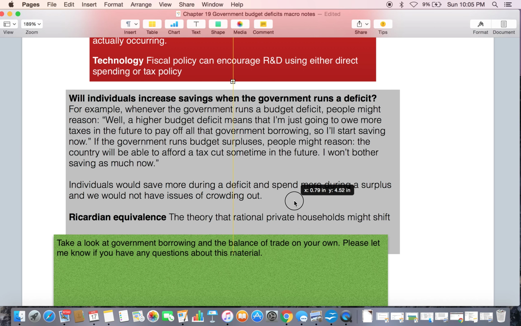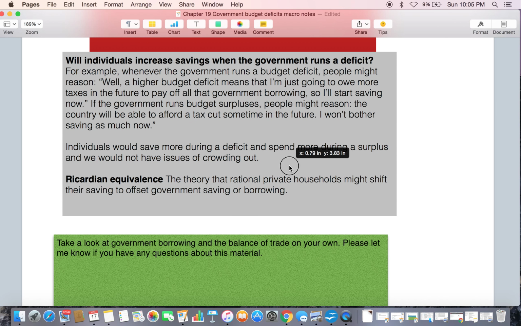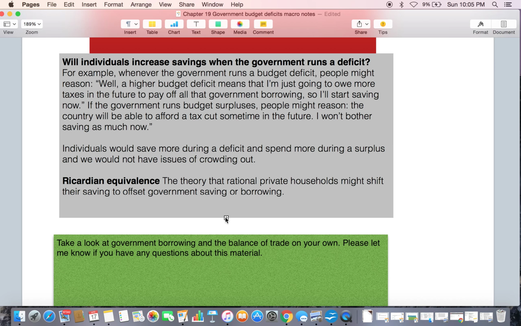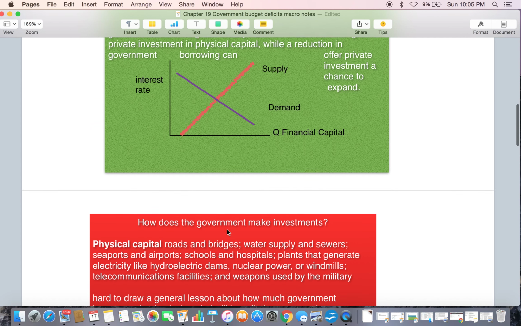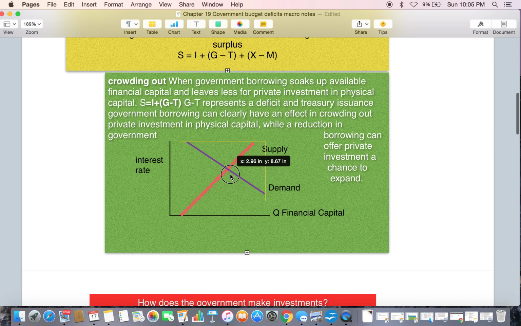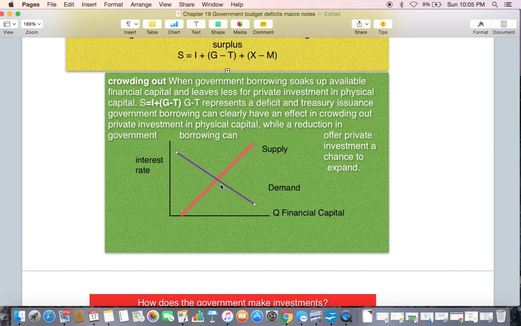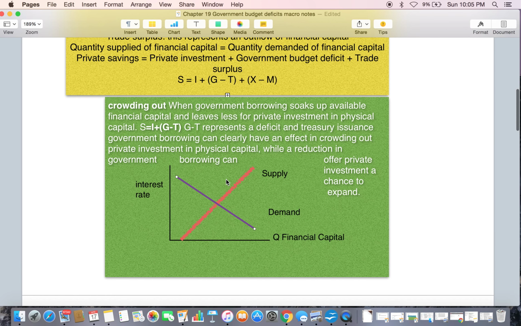And what we call this is Ricardian equivalence. Ricardian equivalence is the theory that rational private households might shift their savings to offset government saving or borrowing. But what we see in reality is that this doesn't actually happen very much. So the funds do need to come from somewhere. Whether we have crowding out, we have to take a look. Do interest rates actually rise? Do we see that government demand for financial capital is so large that we do have increases in interest rates? And there's other ways to keep the interest rate low when this happens, but then we would not have crowding out.